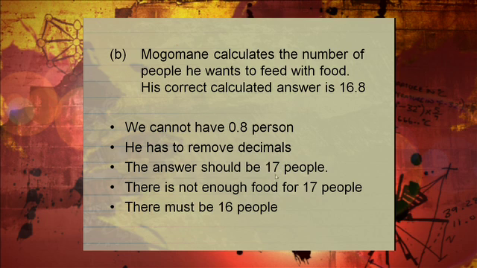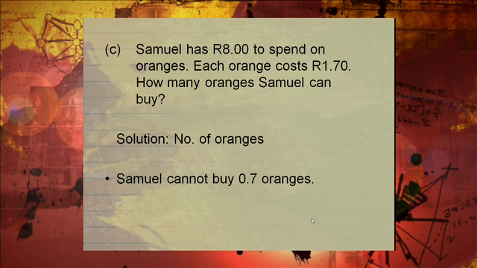But look, if you go 17 people, the food you have won't be enough for 17 people. What do you do? Okay, there is not enough food for 17 people, of course. That's true. You went further. There must be 16 people if we consider the context. These 16 people will have enough food.